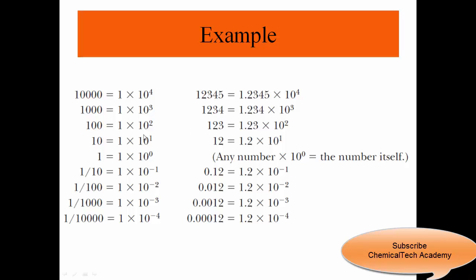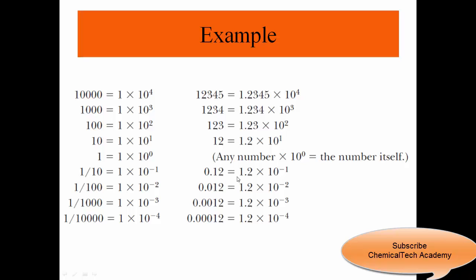So we have one more example. We have 123. In scientific form, we have 1, 2. So it's going to be 1.23 times 10 power 2. Then we have 12, so we have 1.2 times 10 power 1.